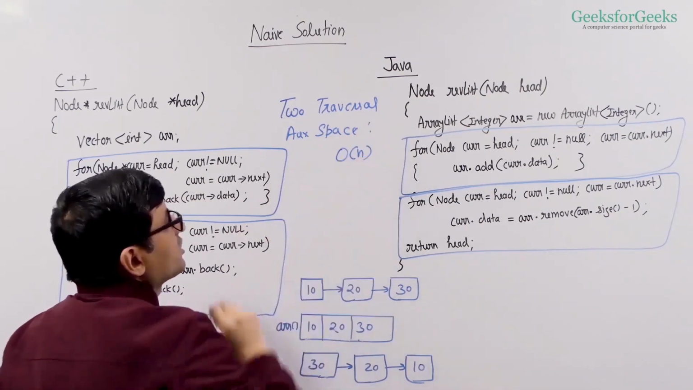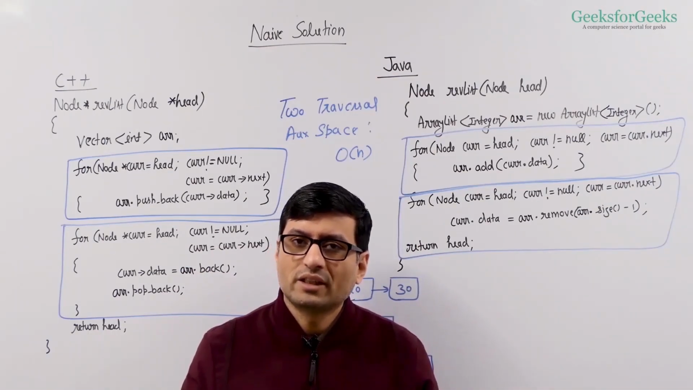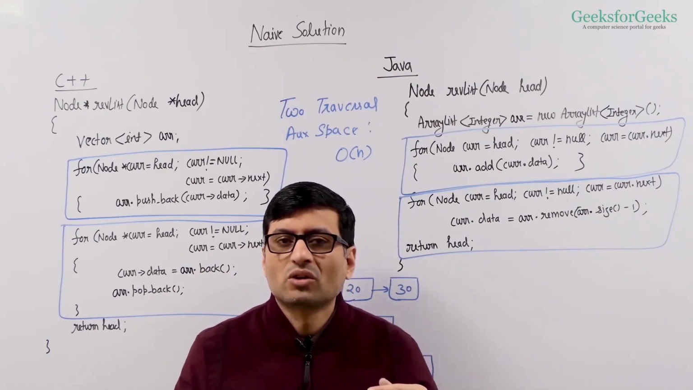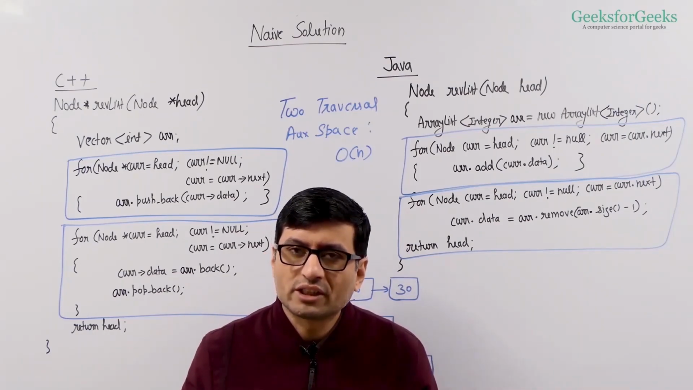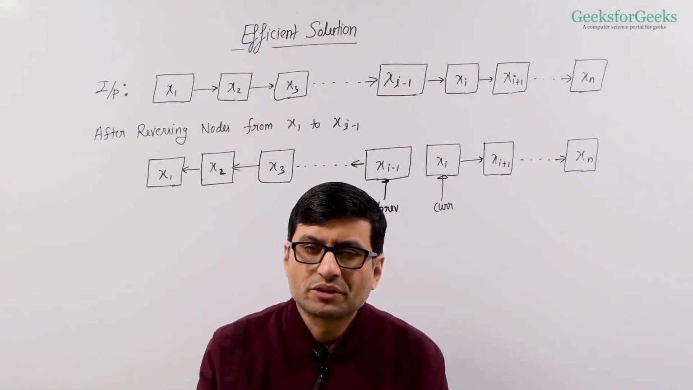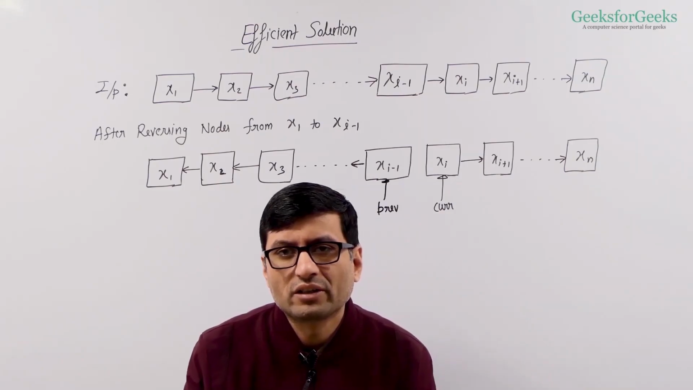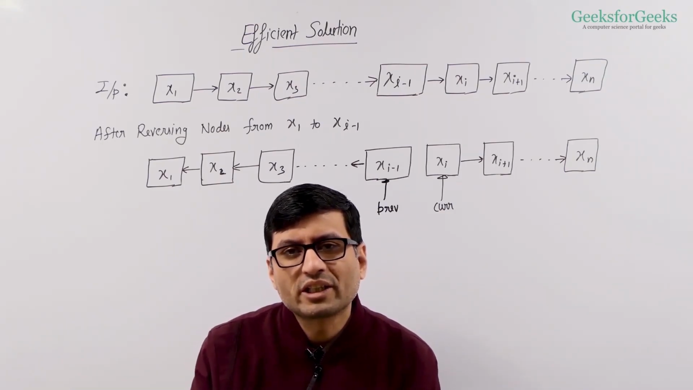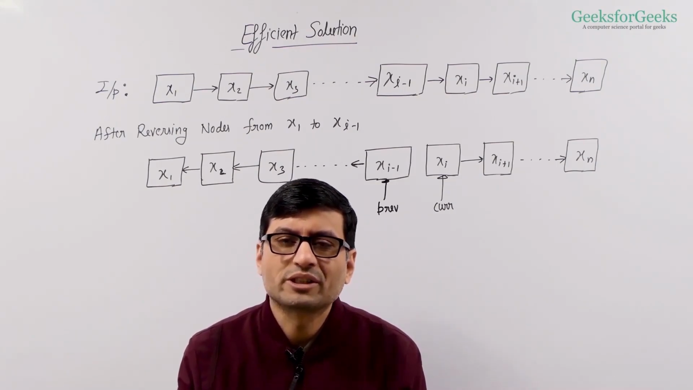Now, please pause this video and think of a solution that traverses the linked list exactly once, does not require any extra array or something. It requires only constant extra space and reverses the linked list. Let us now talk about the efficient solution. The idea is to change the links rather than changing the data. And this way, we reverse the linked list in one traversal. We do not need to change the data. We just need to change the links.